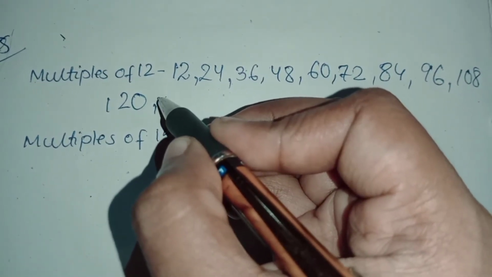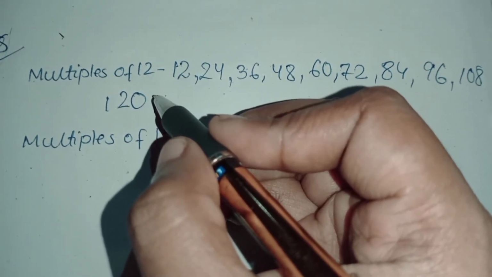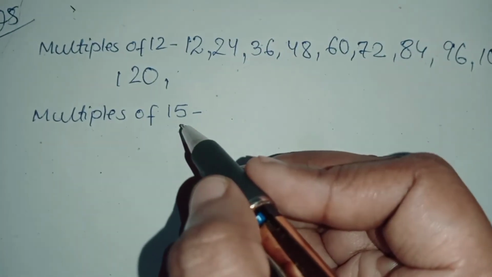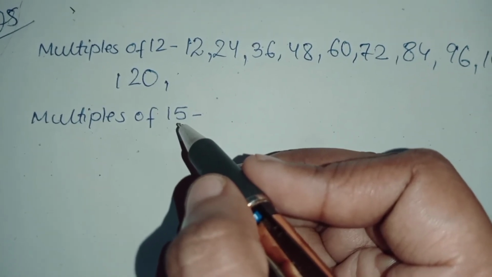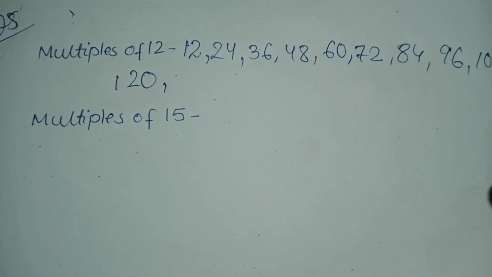Okay, so now I have written till 10 only. I have written the 10 multiples of 12. Let me write the 10 multiples of 15. If I do not get 3 common multiples, then I have to write more multiples.